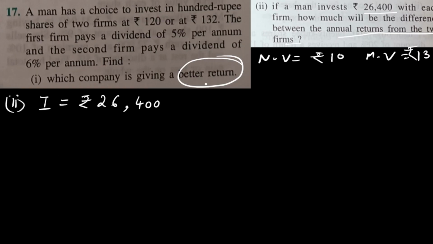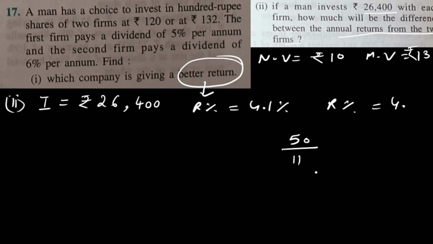So return we found in the form of percentage. For first one, return percent was 4.1. For second one, return percent, it is 4 point. We did 1 second. I just, when I divided 50 by 11, 4.5 I got, correct? So this is 4.5.